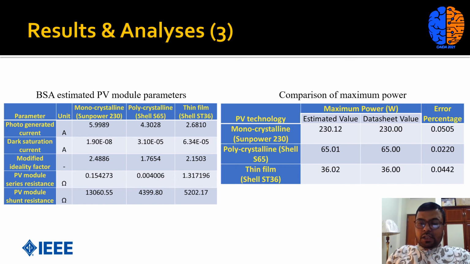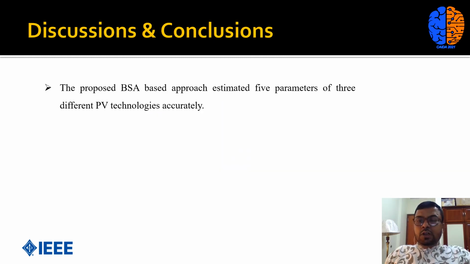As can be seen, the calculated and the datasheet provided maximum power values for 3 different PV module technologies are very close to each other. Also, the evaluated error percentages are very minimal, which demonstrated the efficacy of the backtracking search algorithm in estimating PV module parameters. We are now at the final part of this presentation.